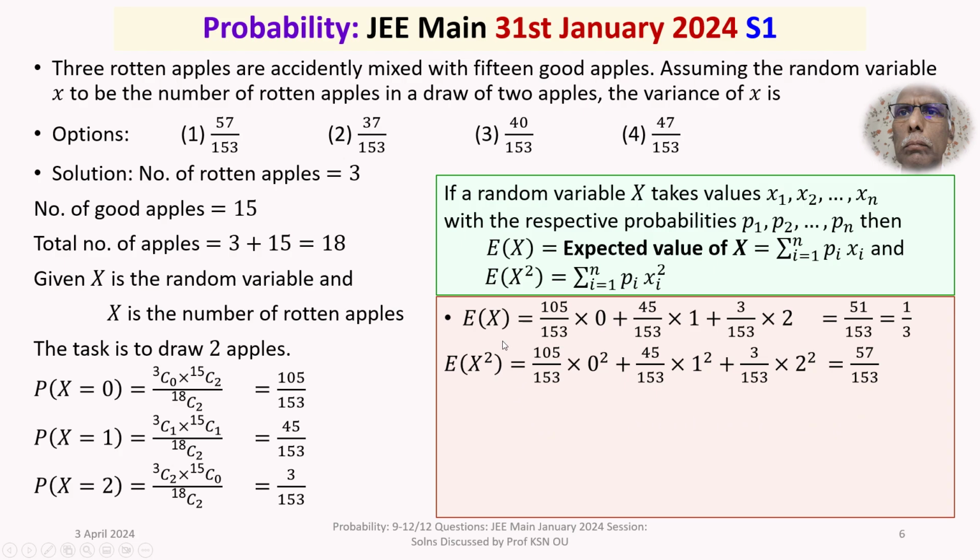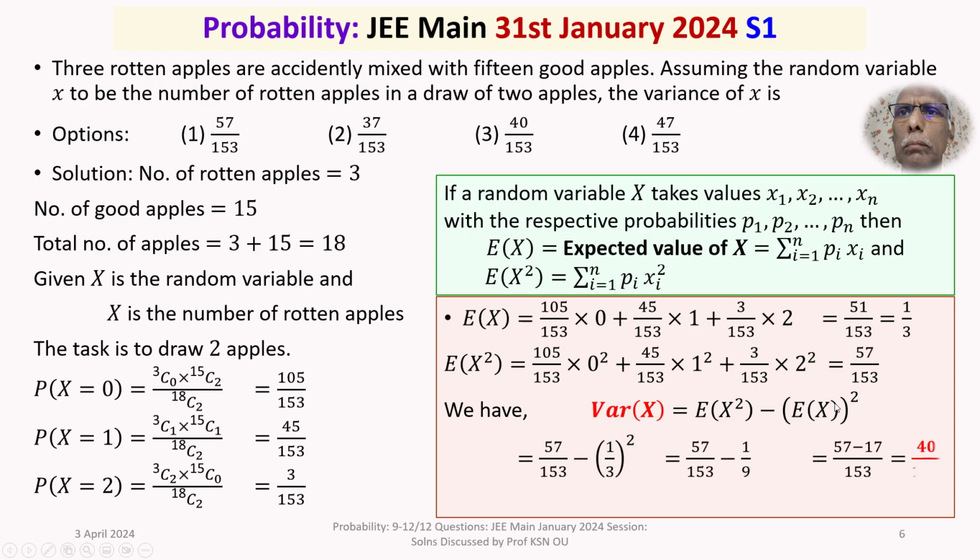Right. And if you know E of X and E of X square, the variance of X can be written down. So we have the variance of X is equal to E of X square minus E of X whole square. So E of X square is 57 by 153 minus 1 by 3 whole square. That is 57 by 153 minus 1 by 9, and simplify, you will get 40 by 153.